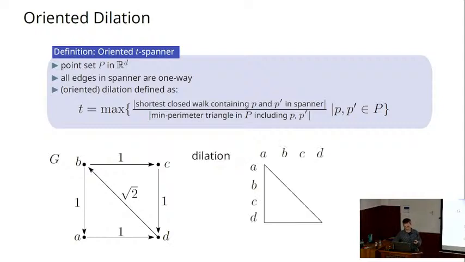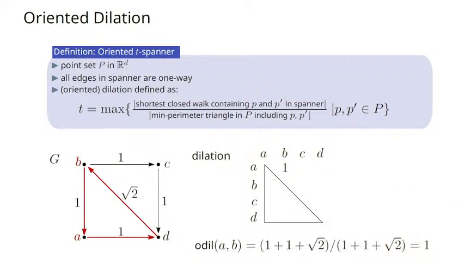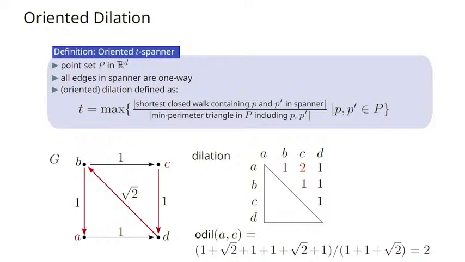If you now look at the shortest closed walk, for instance, for AB, there's this walk. For AD, there's the same one. For DB, there's also this one. So this is actually the length of that triangle also. So all of these points have oriented dilation 1. Same is true for everything except for AC. So now for AC, you will have to do the following.